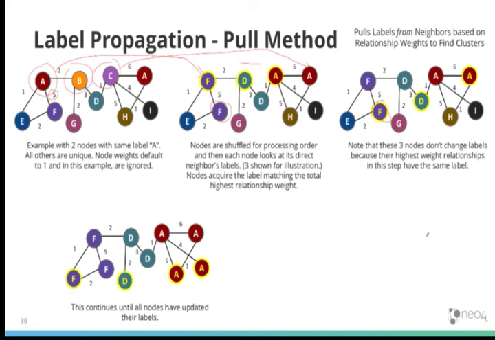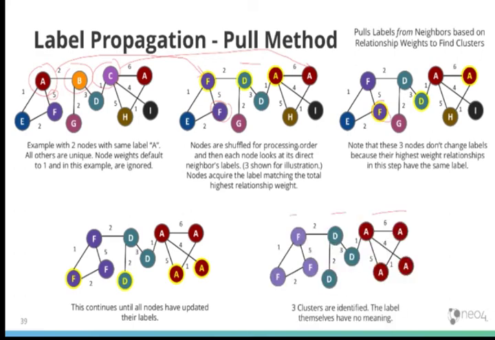Iterations will continue until each node has the majority label of its neighbors, or you've reached a max iteration limit. The max iteration limit prevents an endless cycle where the algorithm can't actually converge on a solution and gets caught in a flip-flop cycle between different labels.